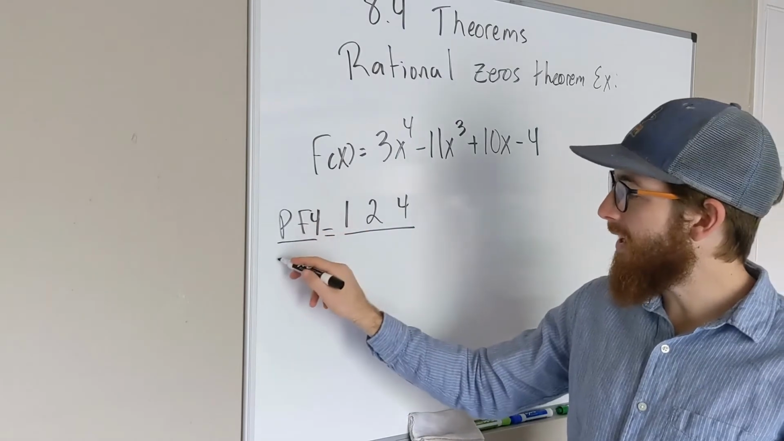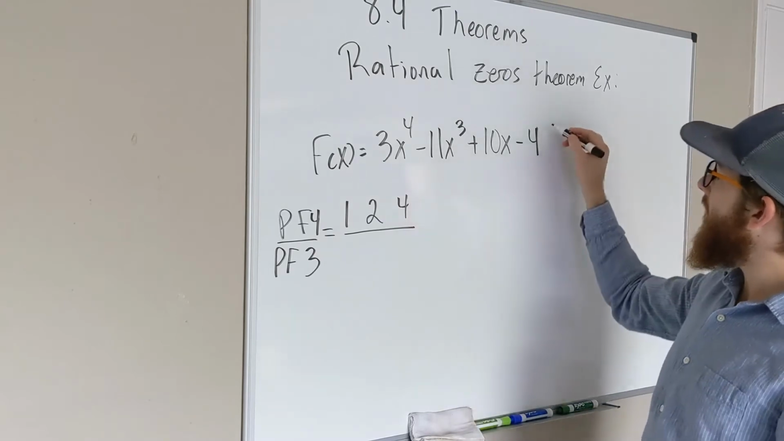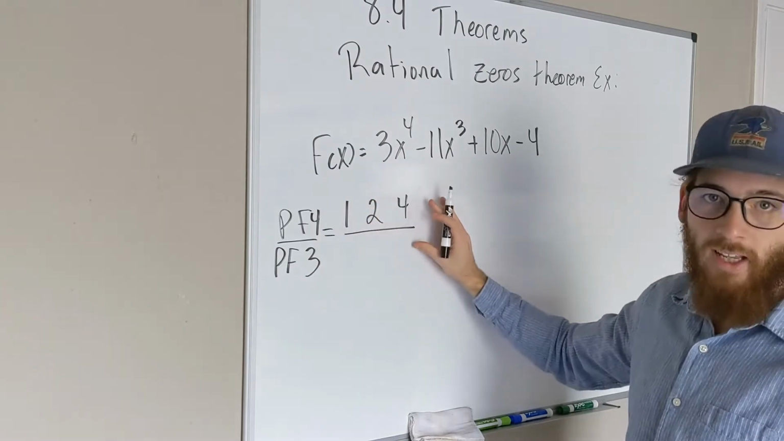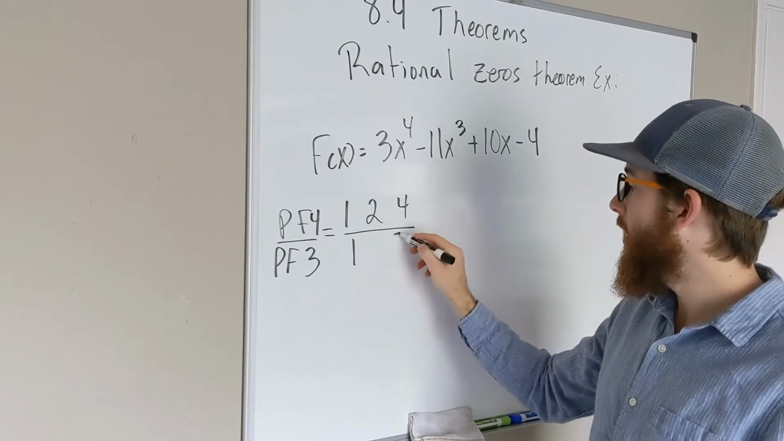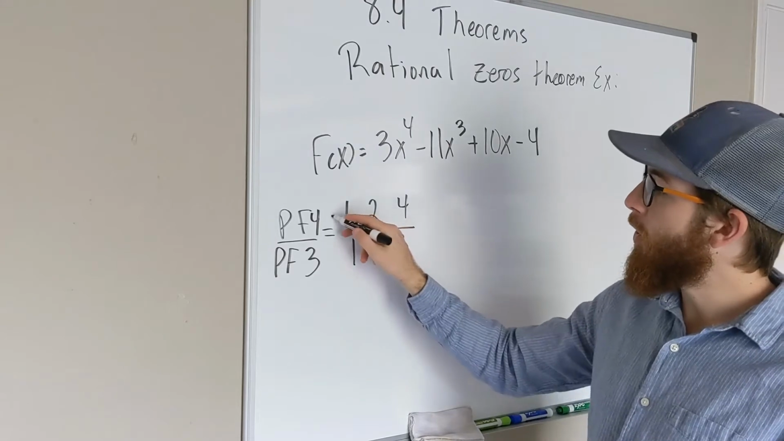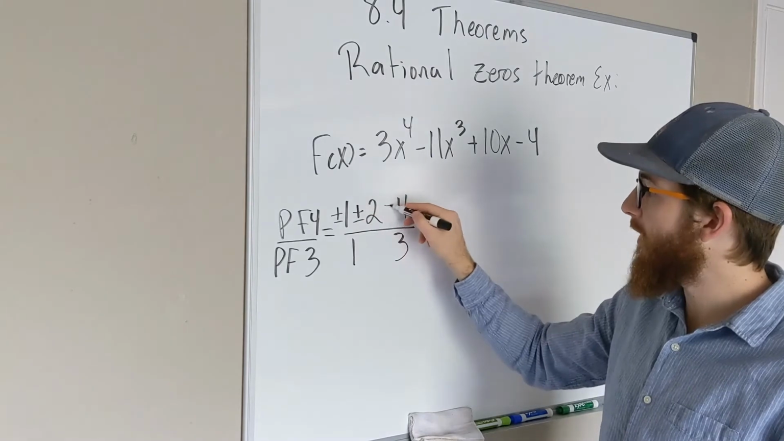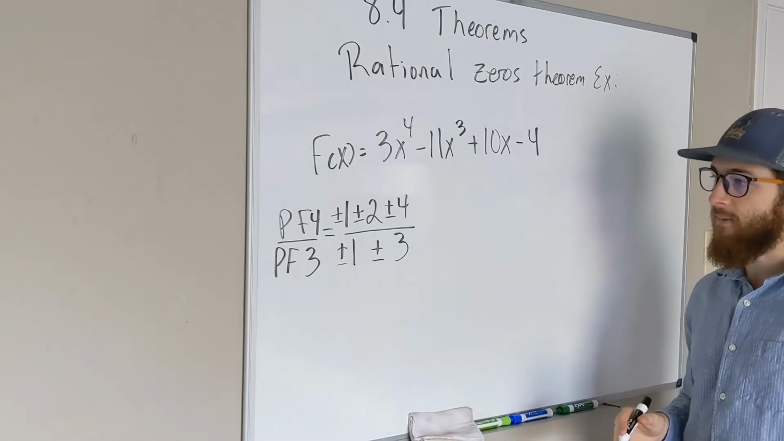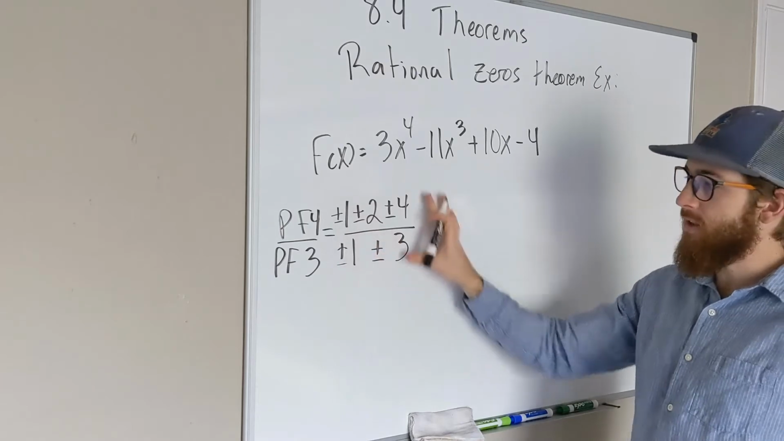Then we divide by the possible factors of 3. So we take this thing and we divide by this thing, but we're not really dividing. We're listing the possible factors, and we're listing the possible factors 1 and 3. Now, we want to be careful because it could be that 1 is negative or it's positive. We don't know the specific value, so all of these have to have plus and minus attached to them. So we have to now divide all possible combinations of this.